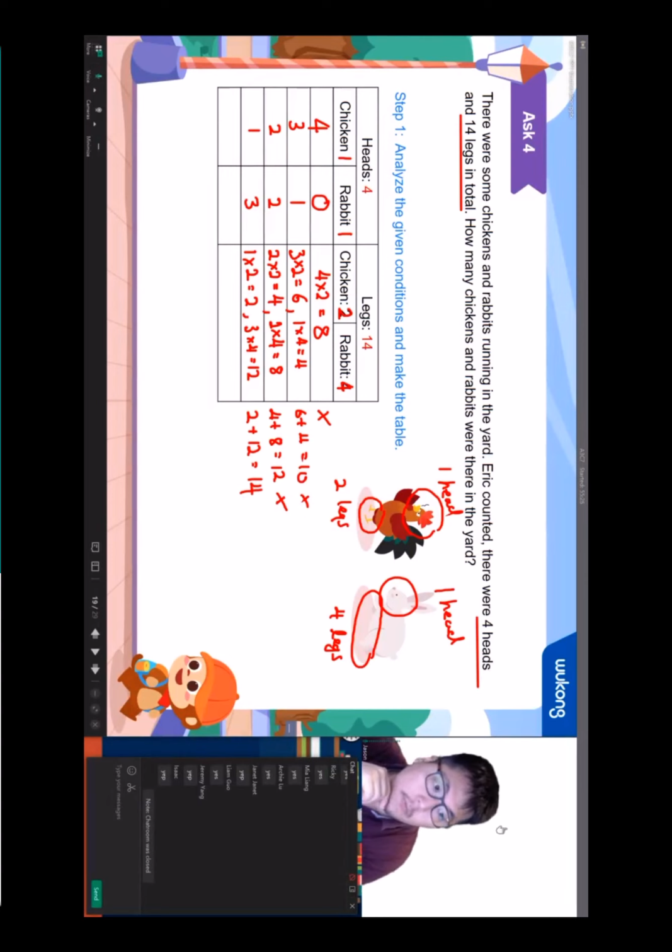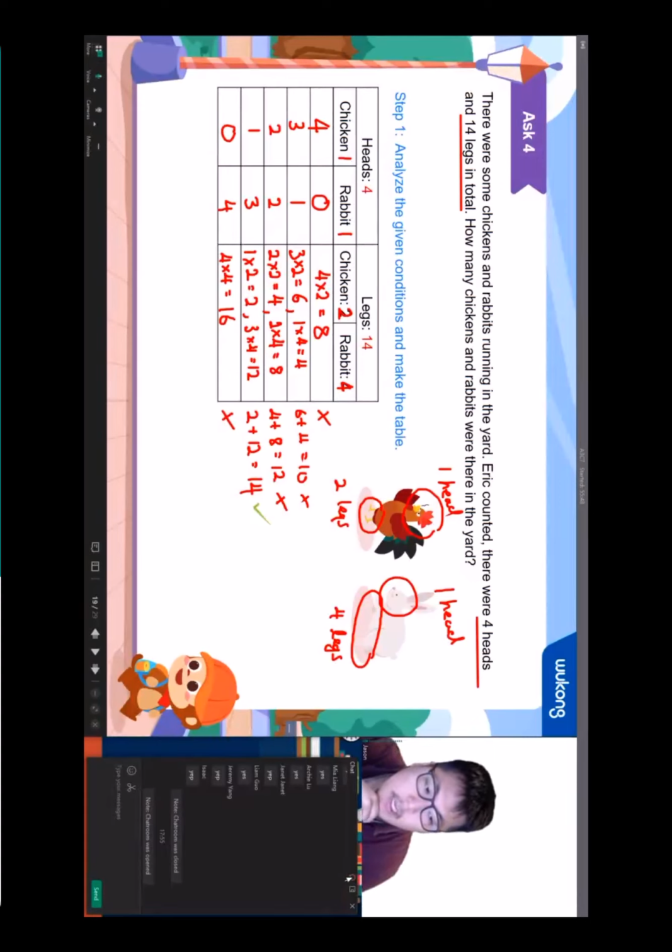And yes, we found it. We found the answer, but we need to double check, everybody. So now this time 4 rabbits and 0 chicken. So that means there's no chicken, so no need to worry about it. But for rabbits, we have 4 times 4, which equals 16. And that's not the answer. So, does that make sense, everybody, how this works?